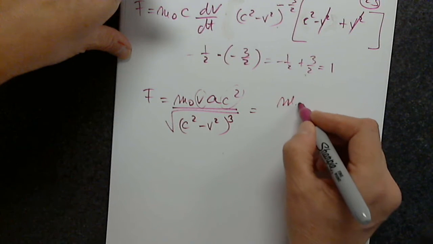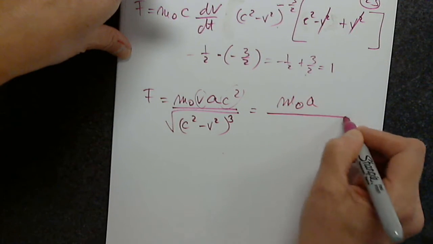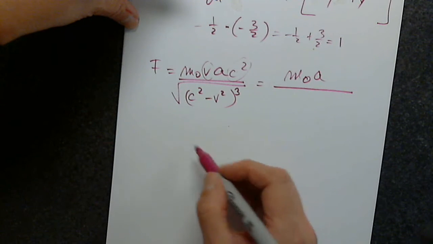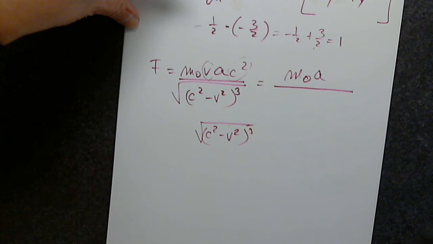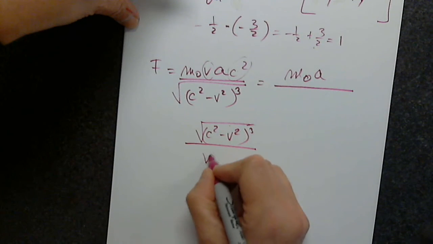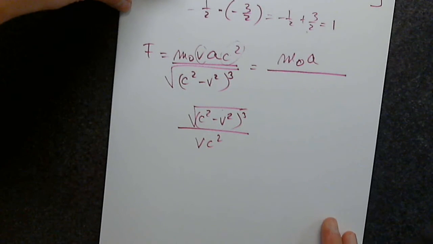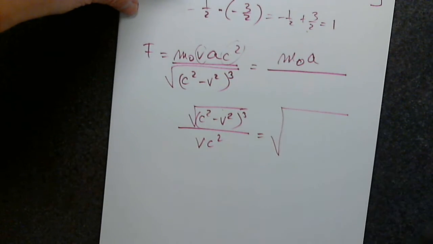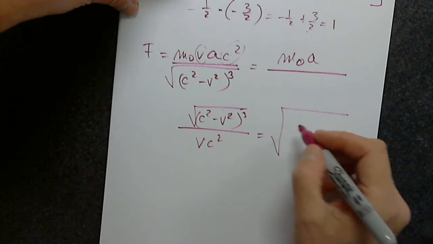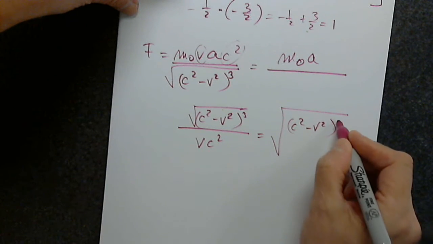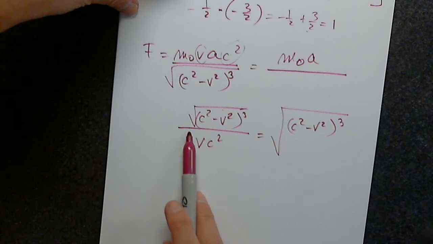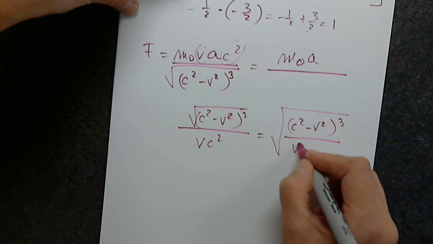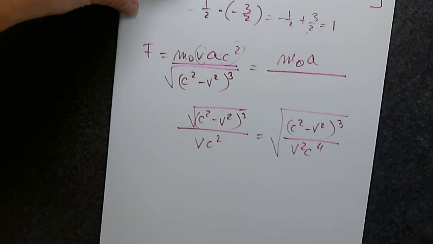So m0 times a, everything divided by, so I have the square root of (c squared minus v squared) to the third power, and I divide this by v c squared. Well, in order to do that, I have to write c squared minus v squared to the third, and put this in by squaring it first, v squared over c, and c to the fourth, because I cannot put it in under the square root.